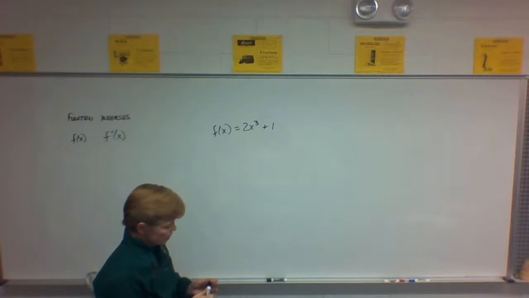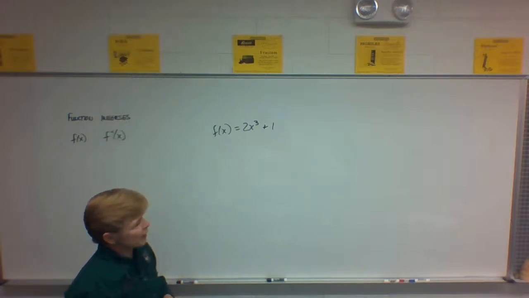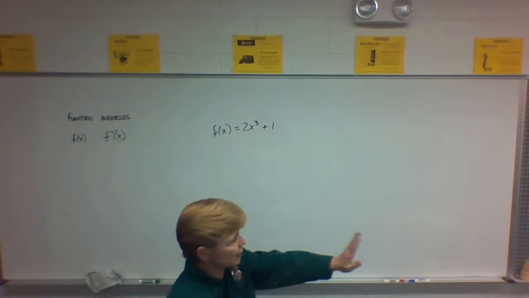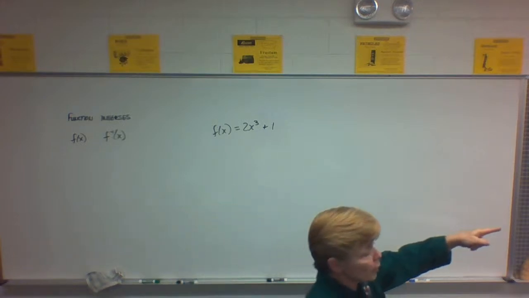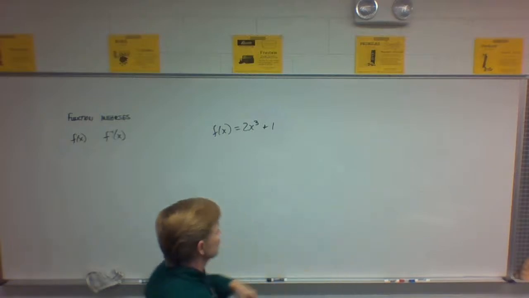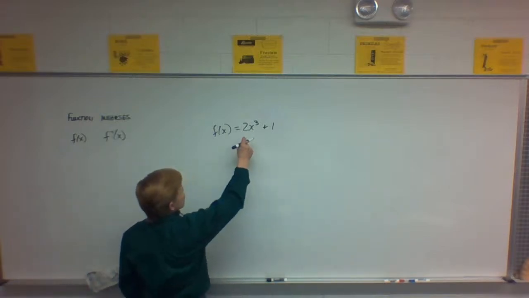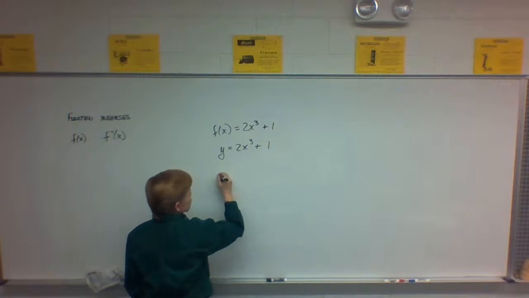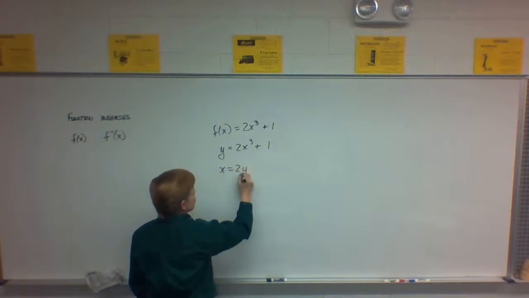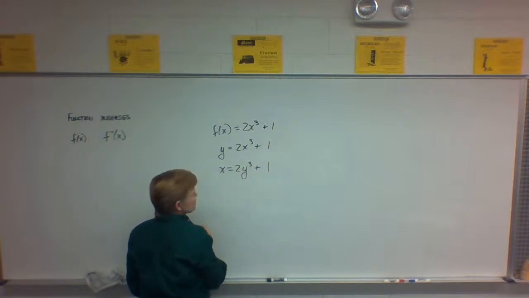If I want to find the equation of the inverse, first of all, cubed functions behave like I just showed you. They may be moved up, down, stretched, shrunk, reflected. They all behave the same way. They'll all be one-to-one. Cubed functions are always one-to-one. So I can expect a function to come out of this. And here's how I'm going to start. y equals 2x cubed plus 1. When I do the inverse, I want to switch places. x equals 2y cubed plus 1. Now I've got to solve for y.